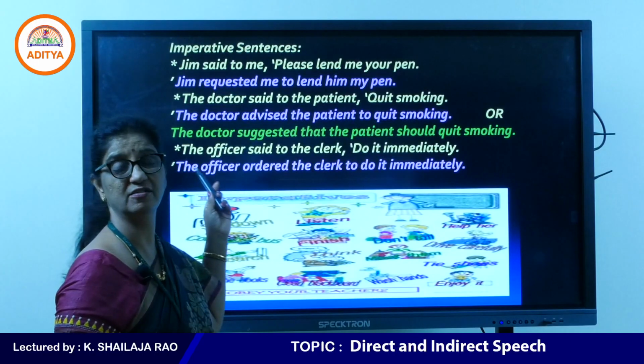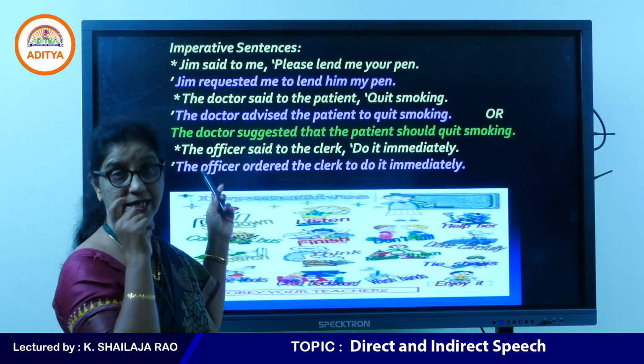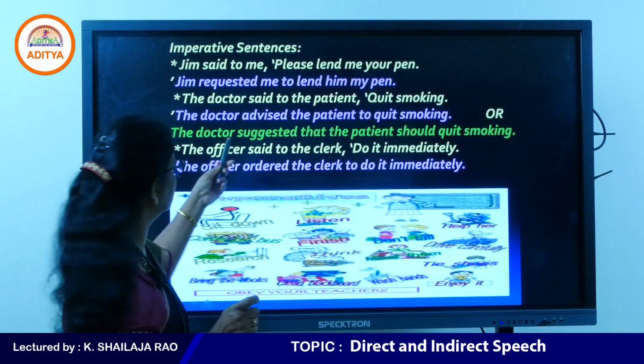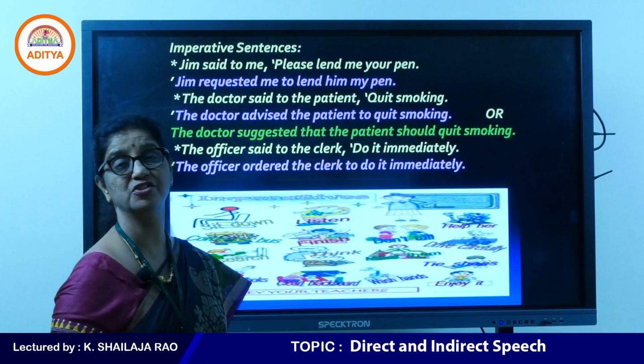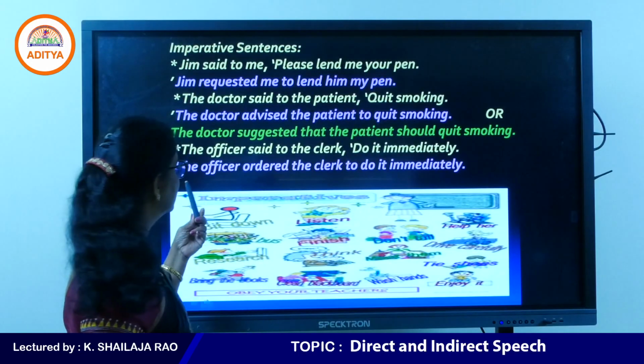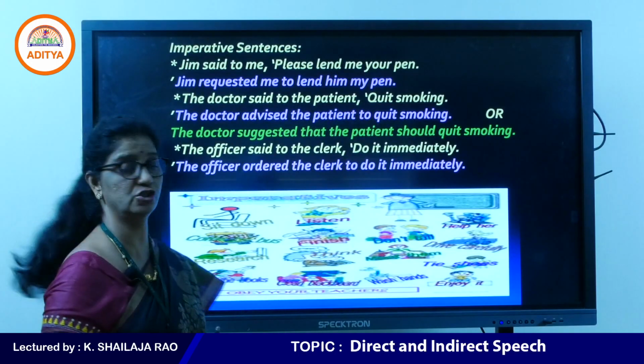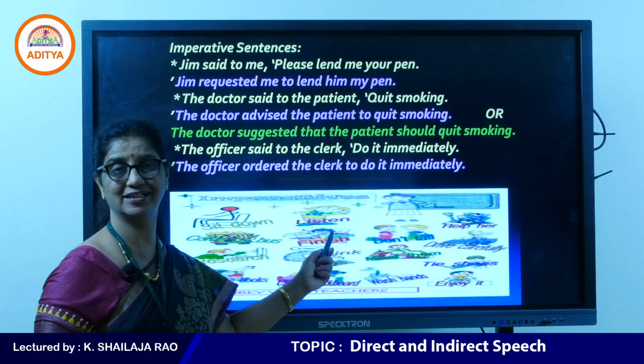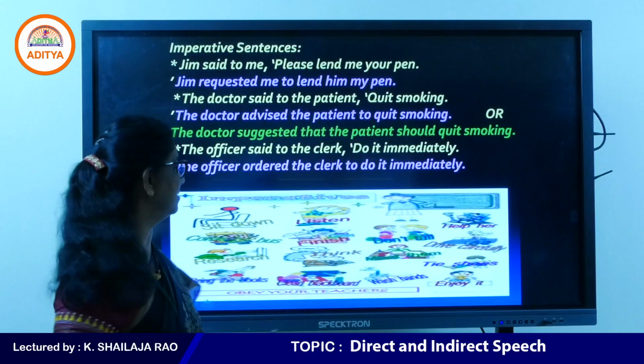The doctor said to the patient, "It isn't very serious. Quit smoking." The doctor ordered or advised the patient to quit smoking. The officer said to the clerk, "Do it immediately." So the officer ordered the clerk to do it immediately.